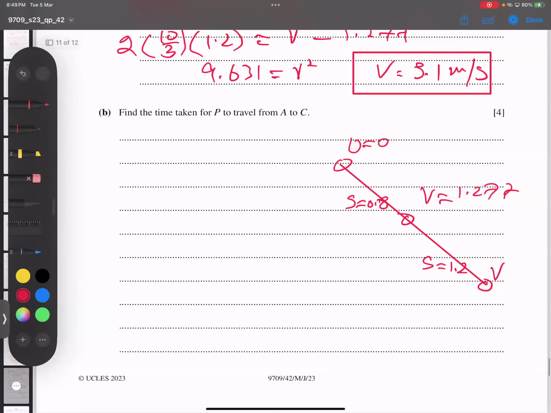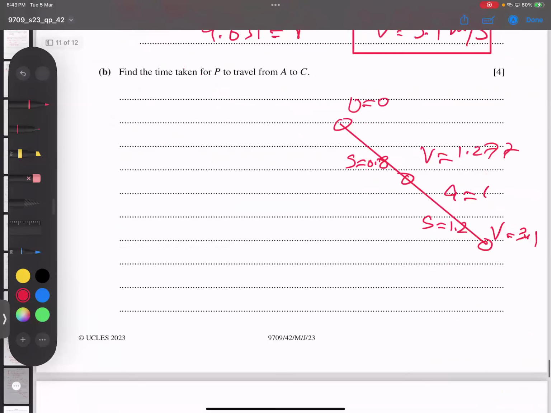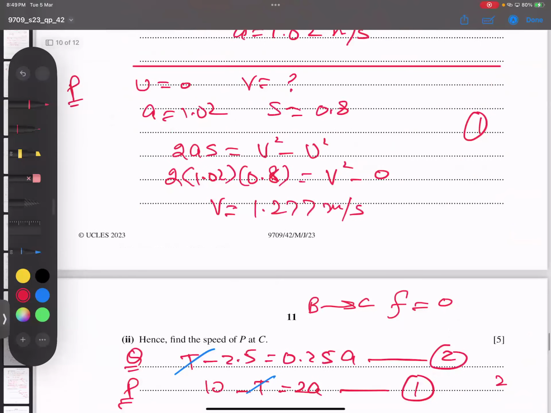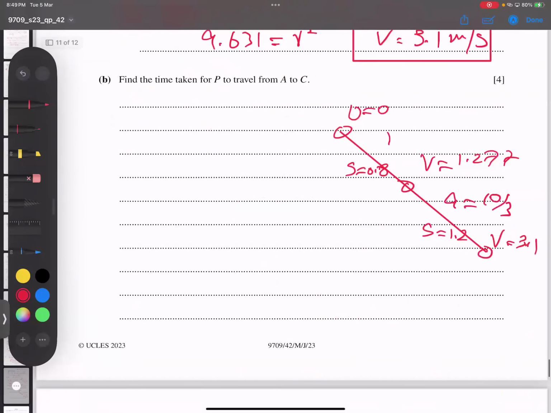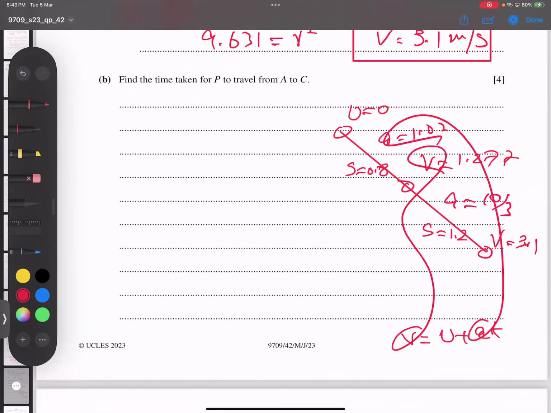The last velocity just before here is 3.1, and the acceleration you got just now is 10/3 here. And the first acceleration I got is 1.02. So students, I wrote all the data. Now it is very easy to get the time. I will find time one from here, and time two, and then just add them both, and that's it. Which formula do I use? Let me write V equal to U plus AT. V we have, A we have, and U we have, so no need to involve distance.